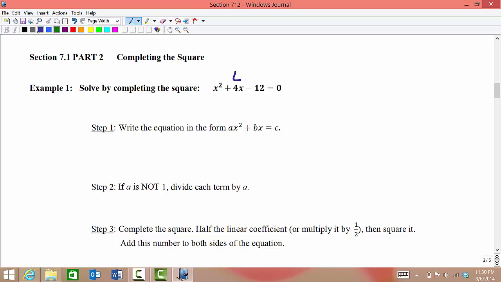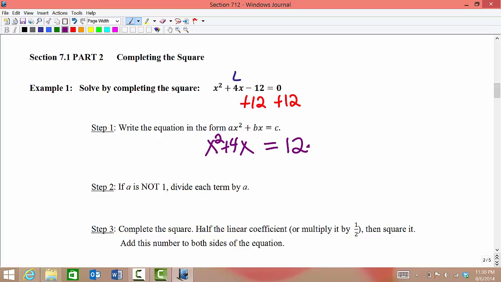So here's the process. The first step is to write the equation in this form where we have the variables on one side and the constant on the other. So the first thing I'm going to do is add 12 to both sides. The reason we're doing that is because what we originally had was not a perfect square trinomial. It would not have factored as a binomial squared.